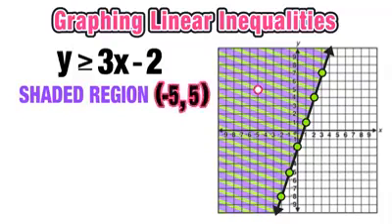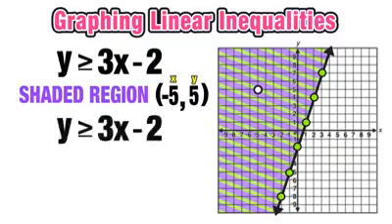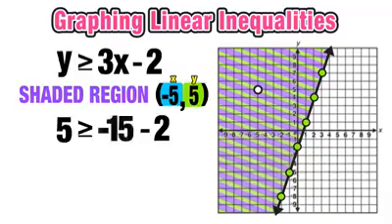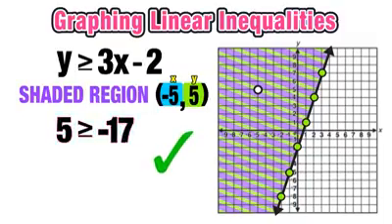We're going to choose the point with coordinates -5, 5. Now those are x, y coordinates, so we can replace the x value with -5 and the y value with 5. And now we just have to evaluate. So 3 times -5 equals -15, and -15 minus 2 equals -17. So we're left with 5 is greater than or equal to -17, which is true, and should help us to understand why any point in the shaded region will be a solution to this linear inequality.